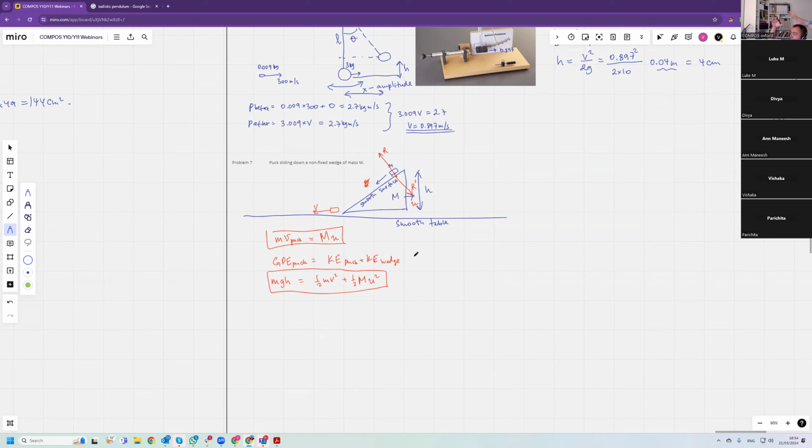But yes, it has to have conservation of momentum. So if the puck moves to the left, the wedge has to move to the right. Now, if the wedge was fixed to the table, that would not be an isolated system because there would be an external force holding the wedge.